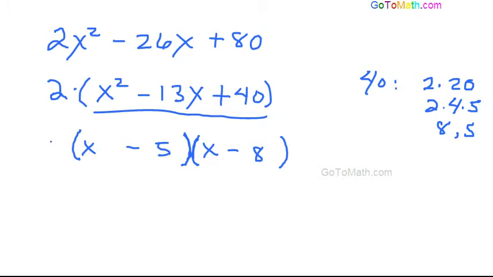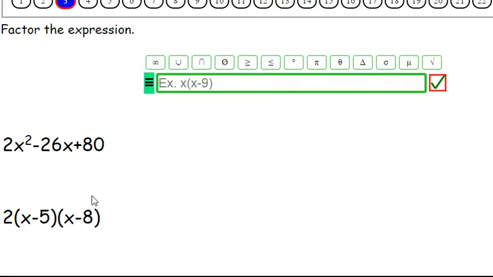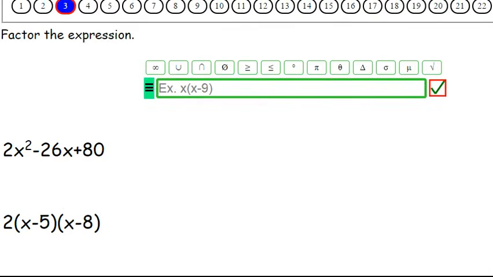Right? And then, of course, we have the 2 outside here. See, things are a whole lot more difficult if you just try to factor it this way. Okay, if you've got a common factor, pull that out of there. That's what you want to do. Alright? And, okay, I think we're done with that. And anyway, I should have done that in the last problem, wasn't thinking. So 2 times x minus 5 and times x minus 8. Yeah, there you go.